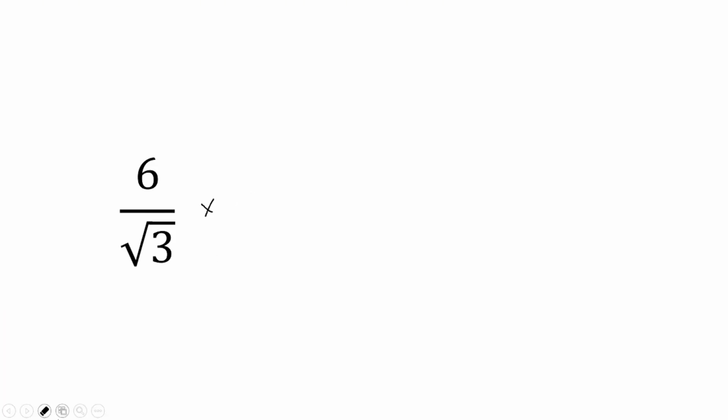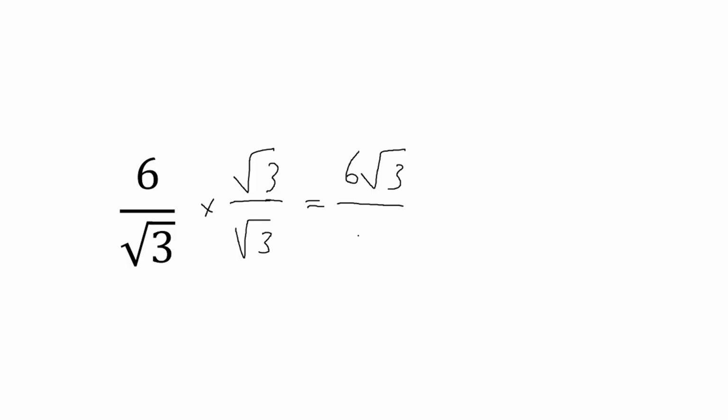However, if you think about it, you can rewrite the number 1 as the square root of 3 over the square root of 3, which is essentially equal to 1 because the square roots of 3 cancel themselves out. This would be equal to 6 times the square root of 3, over the square root of 3 times the square root of 3, which would be equal to 3. The entire square root is raised to the power of 2.